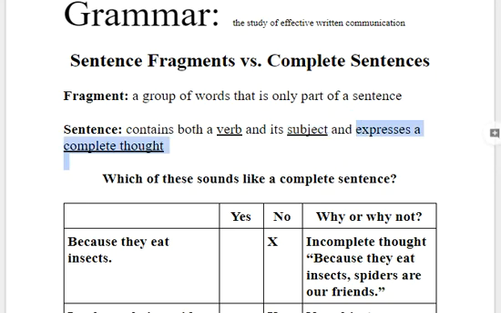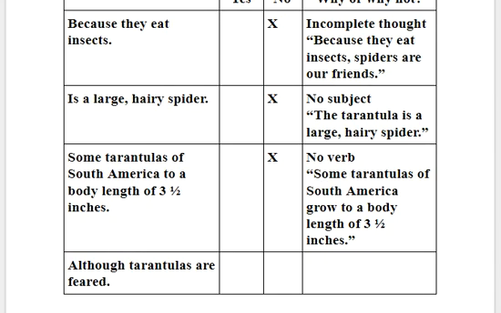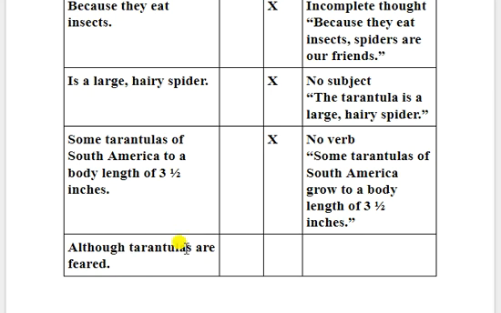Does it express a complete thought? Let's hear it again. How does it sound? Although tarantulas are feared, it's a cliffhanger ending. You're hanging on the edge of your seat because you want to know what happens although they are feared. So no, this is not a complete sentence because it is an incomplete thought. So how could we fix it?